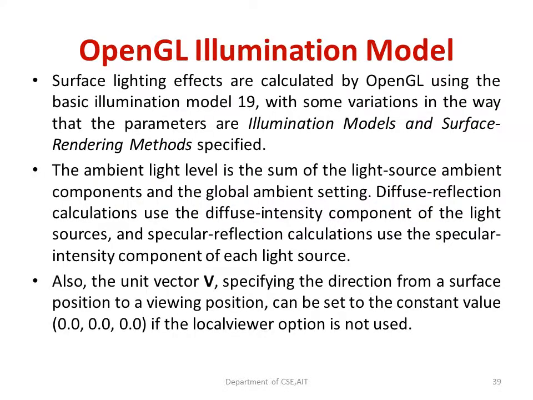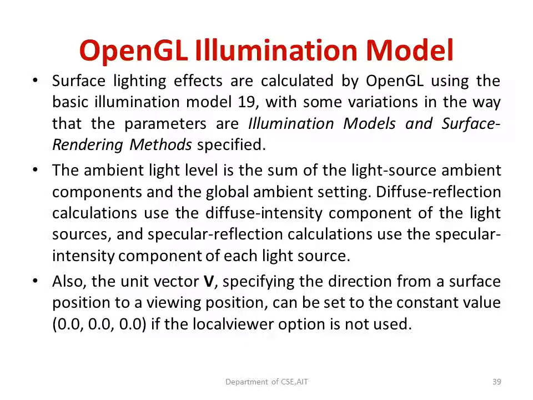Surface lighting effect is given by the OpenGL illumination model APIs. The APIs which are used for the illumination are taken from the basic illumination model, and in that model the ambient light level is the sum of the light source ambient components and the global ambient. It is a combination of both the local as well as the global. In the diffuse, we are going to consider the diffuse component of all the light sources, and specular reflections are going to be calculated by making use of each of the light sources in the scene.